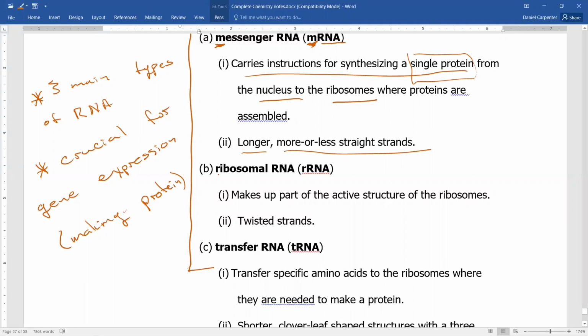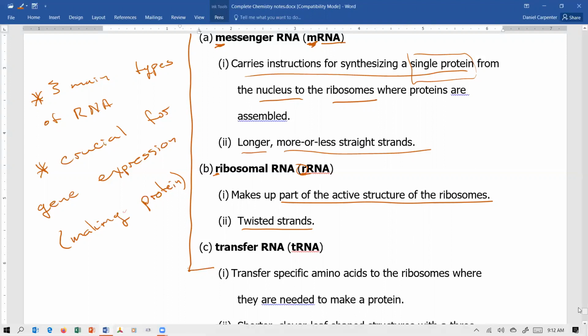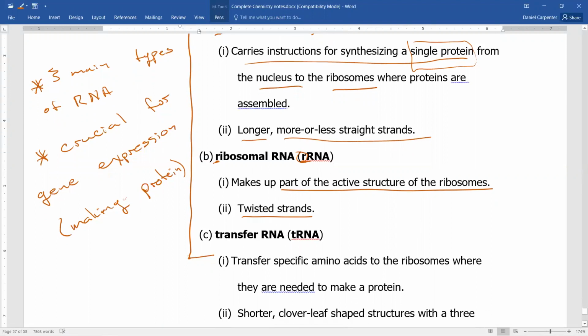Ribosomal RNA, ribosome R, and again, little r, big N, big A, little r. So by the way, this is the pirate RNA. So this makes up part of the active structure of the ribosomes. The ribosomal RNA is actually in the ribosomes as part of the structure, and these are twisted strands. So the messenger RNA is carrying information from the nucleus. The ribosomal RNA is making up the ribosomes where the proteins will be made.